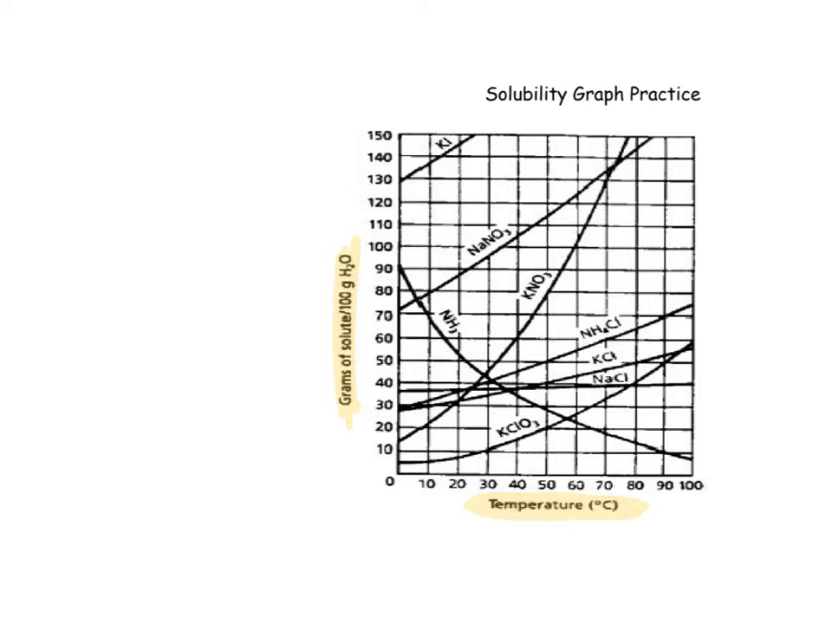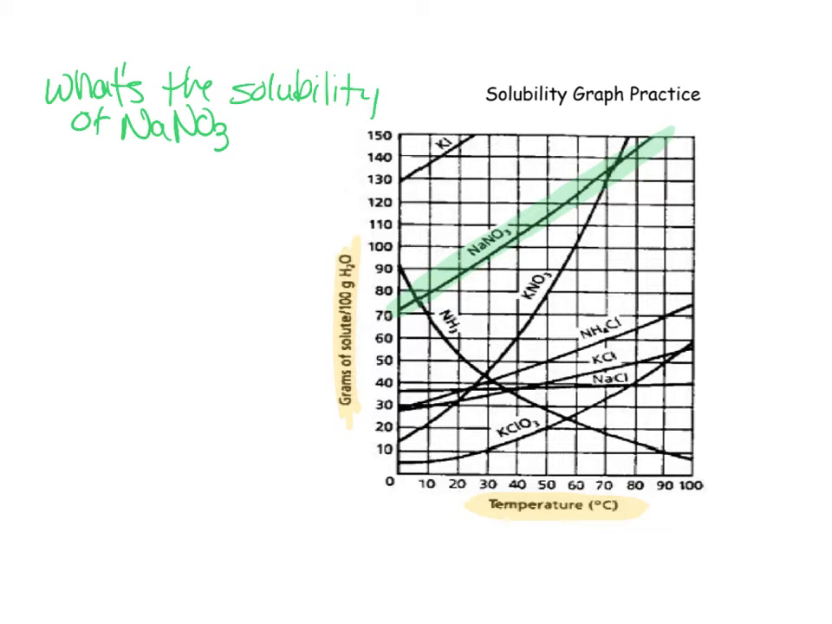If you look at these different graphs, let's say, for example, we look at NaNO3. I know that this one is not the one on your assignment, but you only have 4 questions on your assignment, so we're just going to look at NaNO3 for right now. Let's say we want to know: what's the solubility of NaNO3 at, let's do 50 degrees.